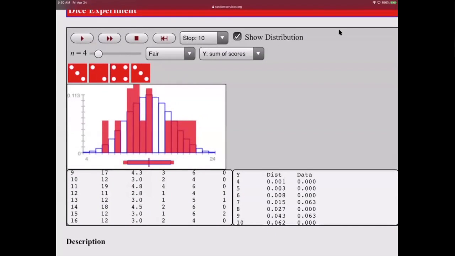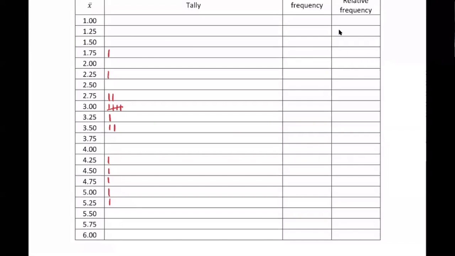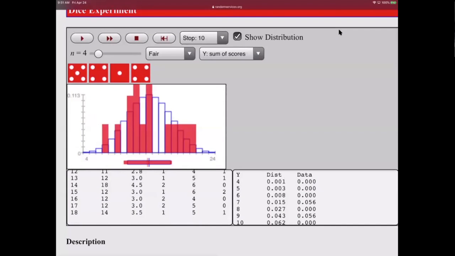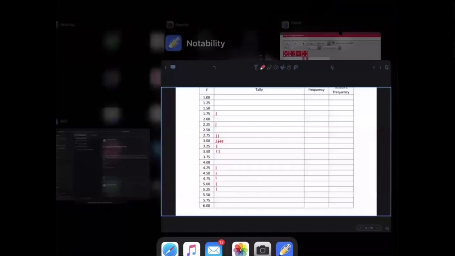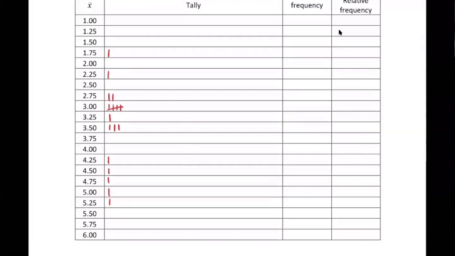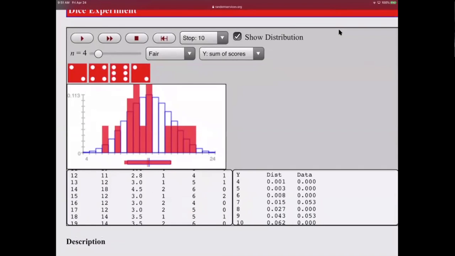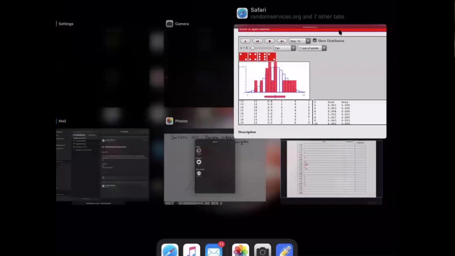Okay, next one, oh my gosh, there's another 3.0. I don't like that. Gotta go with it. Okay, next one's a 3.5. Yeah, I like that one. That's the one that's in the middle. Next one is another 3.5.